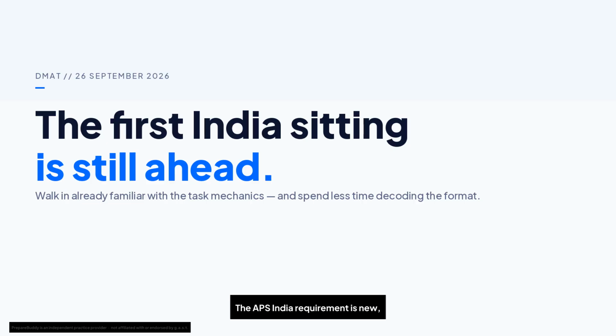The APS India requirement is new, and the first India sitting is still ahead. The people who walk in already familiar with the task mechanics will spend less time decoding the format.